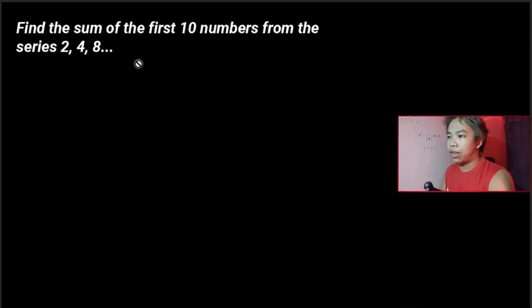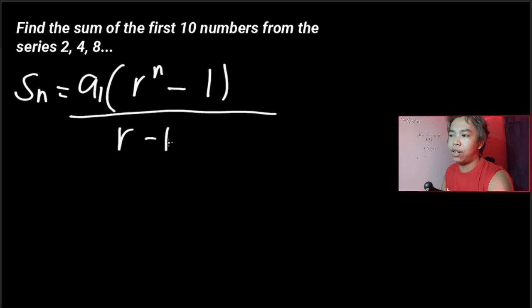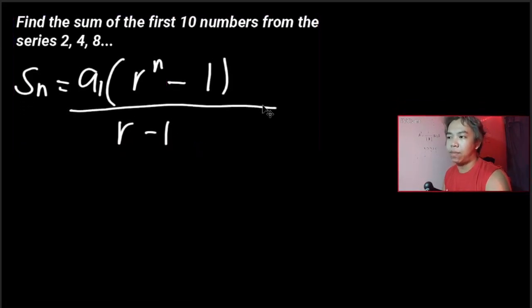So, ito lang yung formula. Tandaan nyo lang tong formula na to. So, S sub n is equal to A sub 1 times R raised to n minus 1 over R minus 1. So, yan. Ayun yung formula. Okay? So, sasolve lang natin.